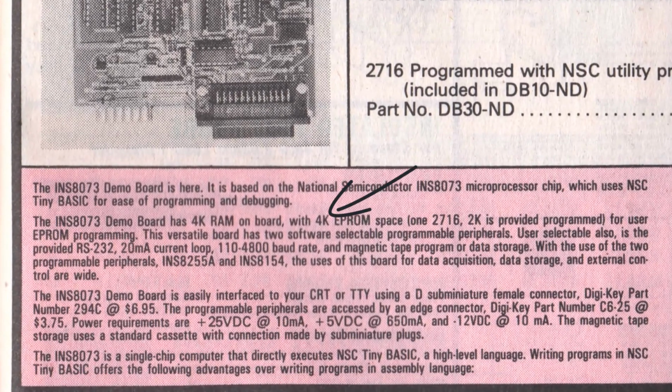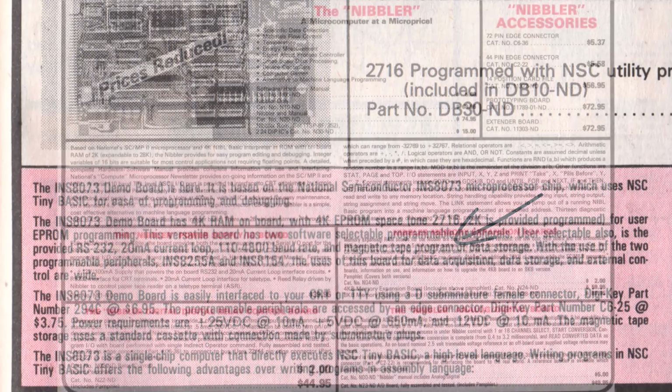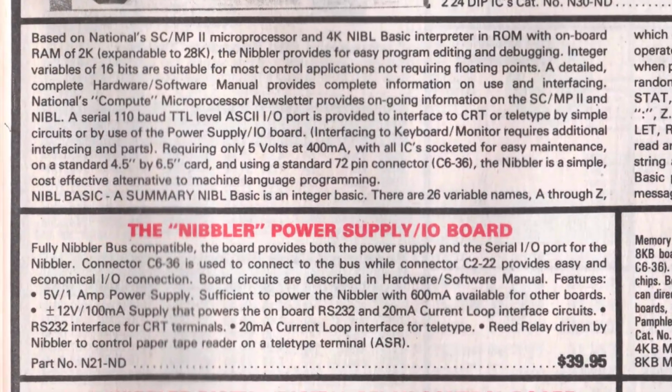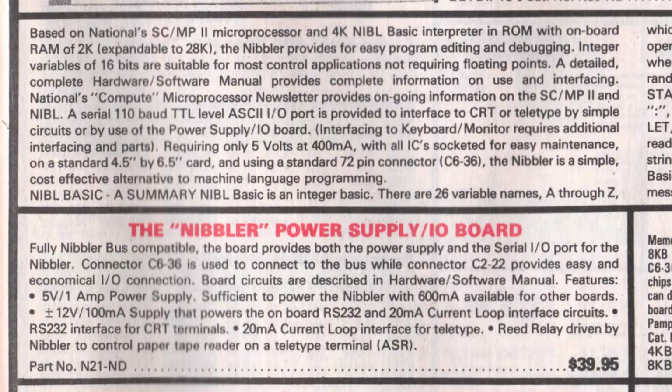Now, this board has a pair of 2716 sockets, and it uses 8255 programmable I/O. By then, National had cloned a lot of the Intel chips, so this is the National INS8255. It has INS8154 RAM plus I/O, a teletype current loop, RS232 drivers, and a cassette interface, all included on this board, where in the Nibbler you had to buy that power supply board to get the actual interface things.